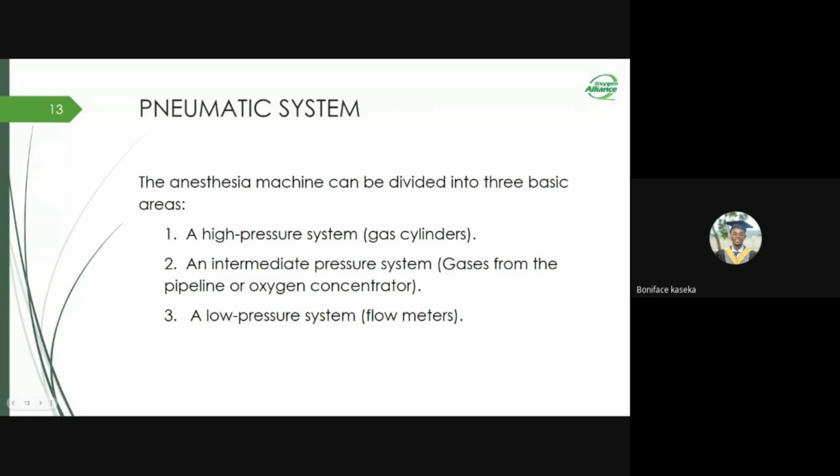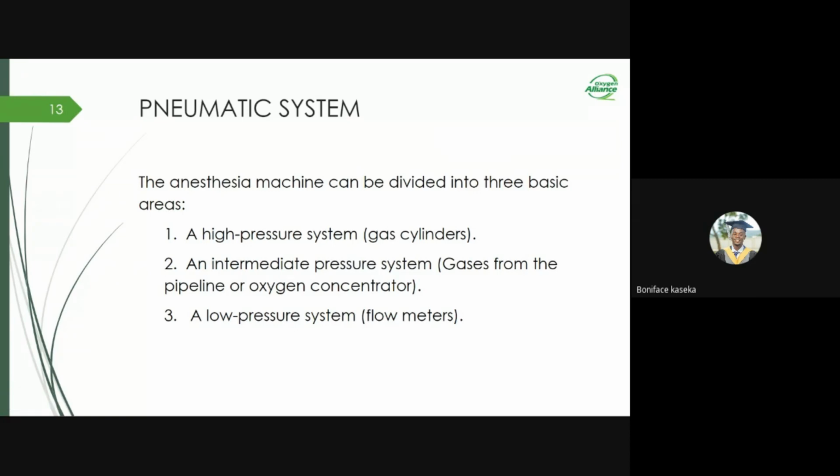So first of all, we have to talk about the anesthesia machine and the pneumatic system and how it is divided. It is divided into three basic areas. We have a high pressure system, which consists of gas cylinders. It is called a high pressure system because the gases in gas cylinders are usually at a higher pressure. Here we're talking about pressures that are greater than 10,000 kilopascals, or about 22,000 psi.